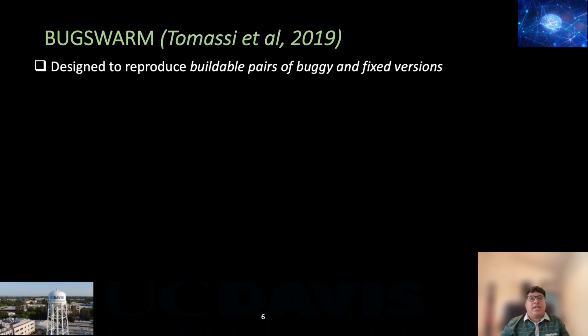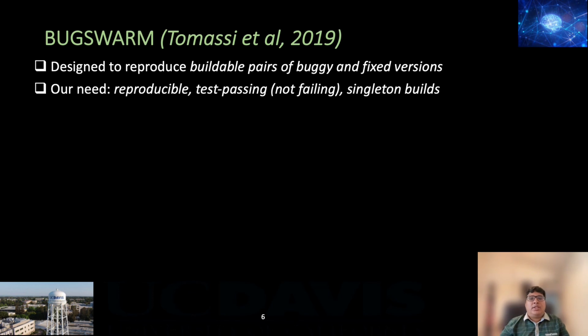generation process. So Bugswarm is designed to reproduce buildable pairs of buggy and fixed versions. For our projects, we don't need the buggy version. We only need the reproducible test-passing singleton builds. So we modified Bugswarm to fulfill our needs.